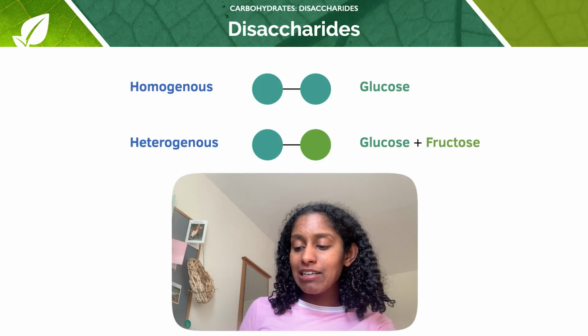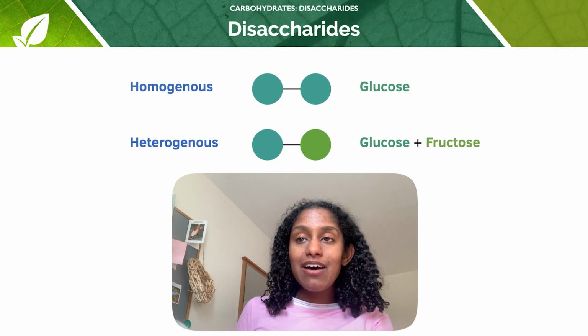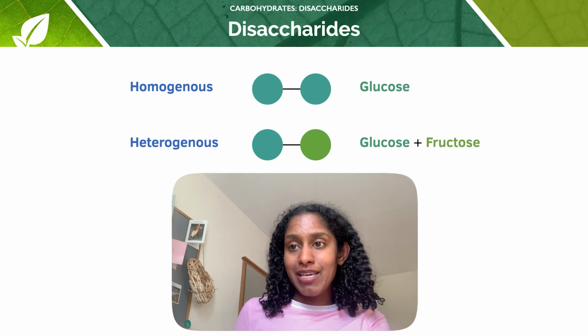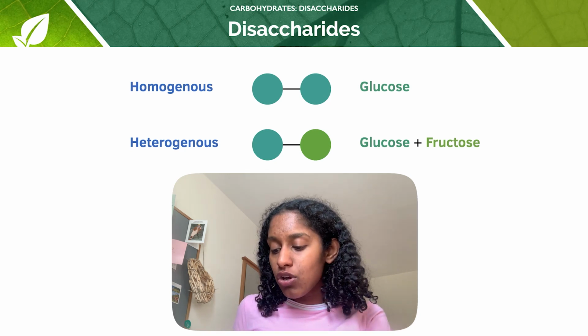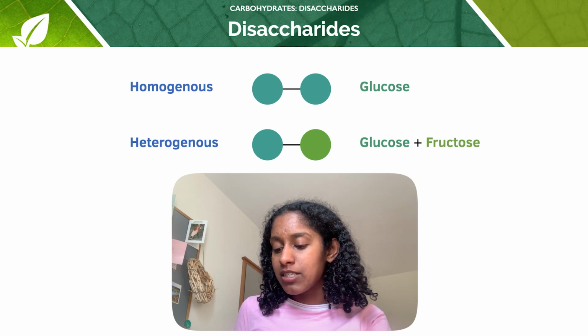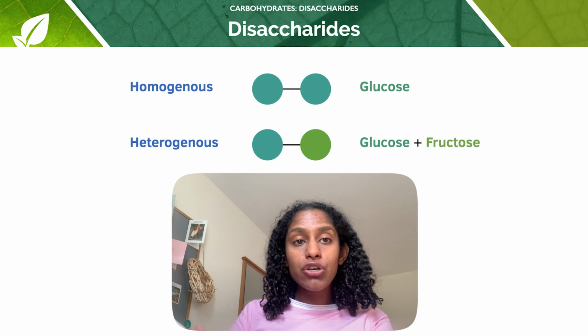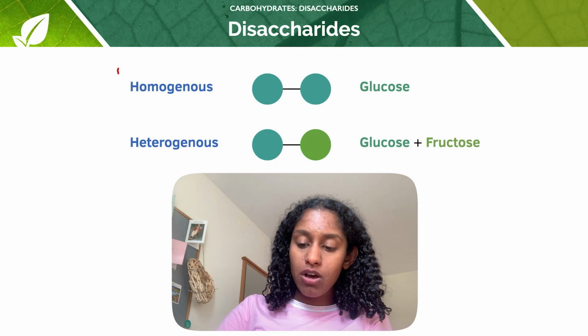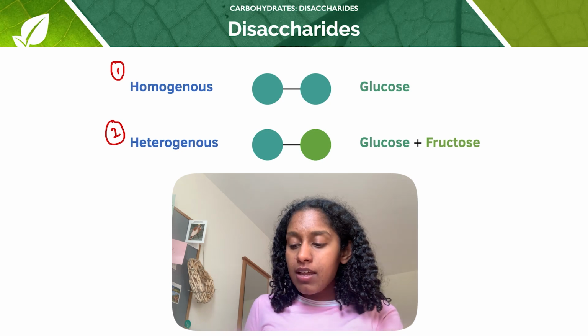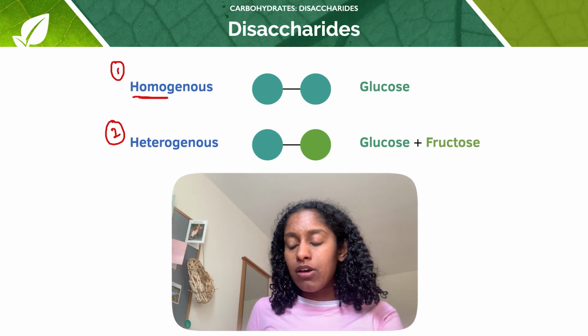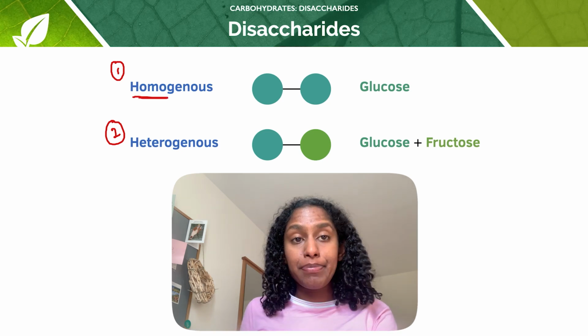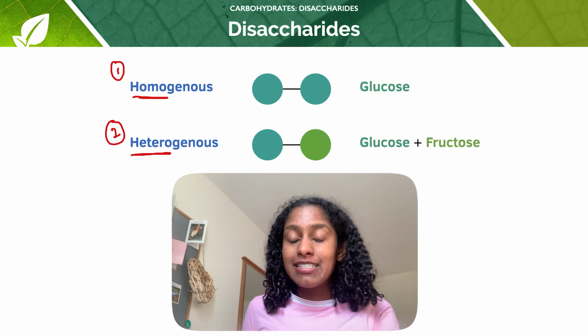So disaccharides. Now let's have a think about what disaccharide actually means. It's when two monosaccharides join together in a condensation reaction. Now we can get two types of disaccharides, either a homogeneous disaccharide or a heterogeneous disaccharide. Now remember, homo in homogeneous means the same, and hetero means different.